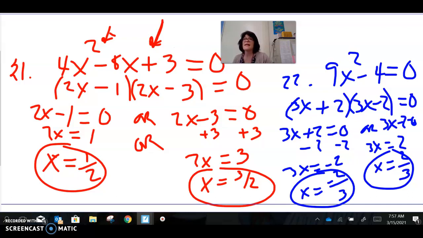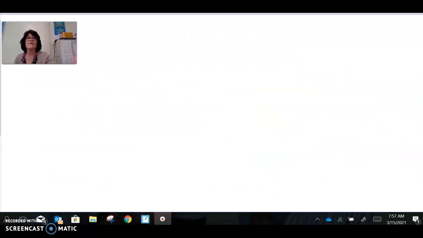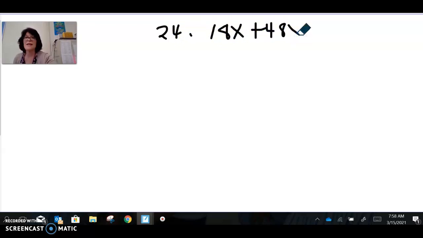Okay, on the back, again, we have some that aren't quite set up for us. Let's look at 24. If you'll switch to the back. It's written like this, 18x squared plus 48x equals negative 32. I have to have it equal to 0. None of this works if I don't have it equal to 0. That's how we have the 2 factors multiply to 0, then one or the other is 0.